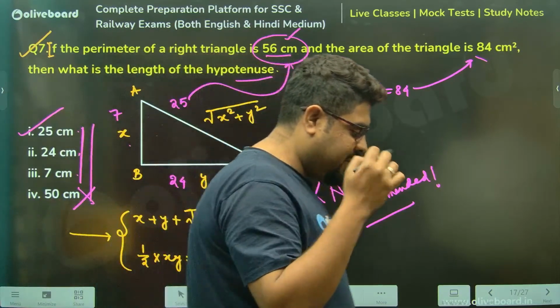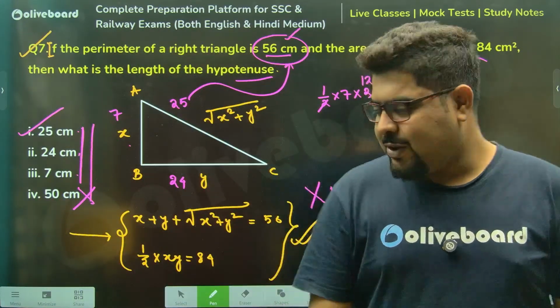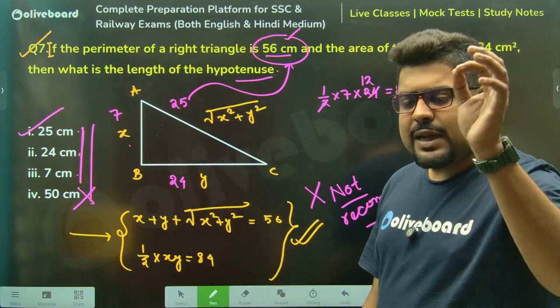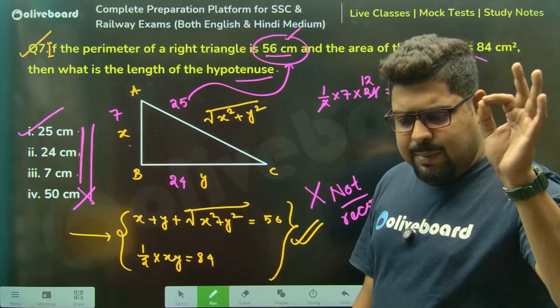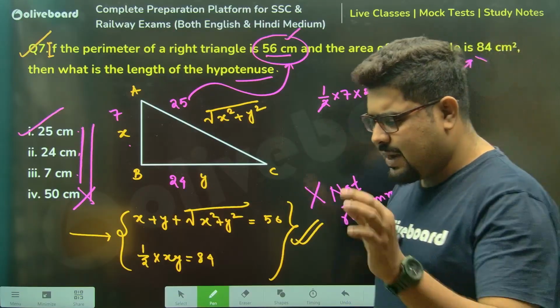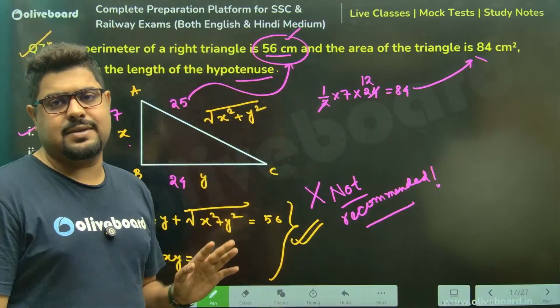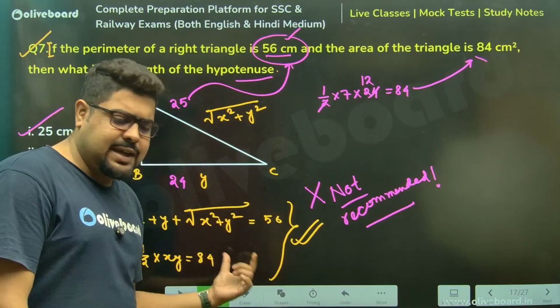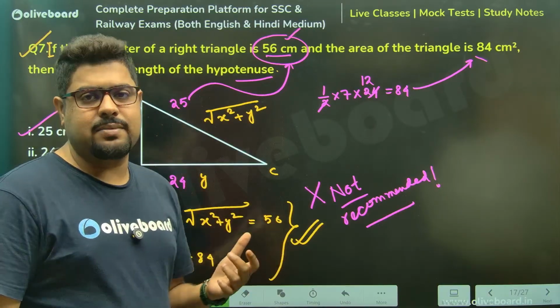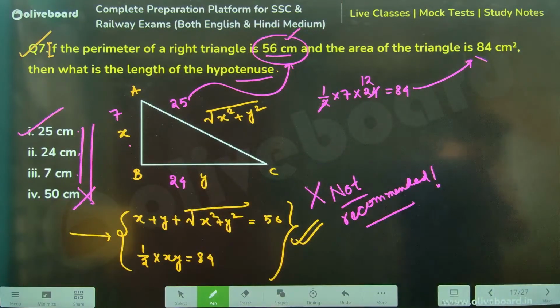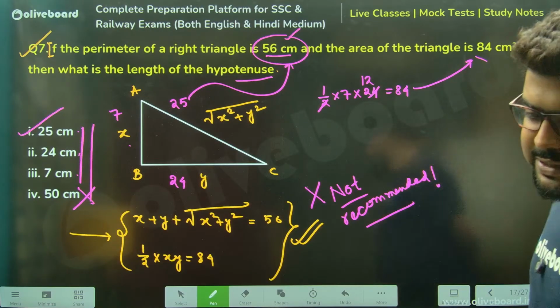I don't need to do all this. Just by looking at the options and using a little bit of brain, a little bit of gray matter, I can answer this. Now, if you get stuck here, it will take you the whole exam. Your exam is gone then and there if you start solving it like this.